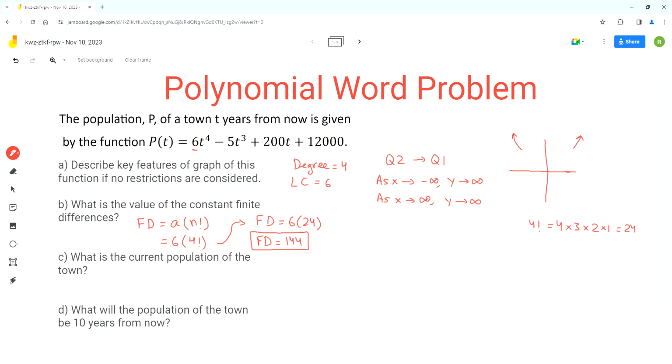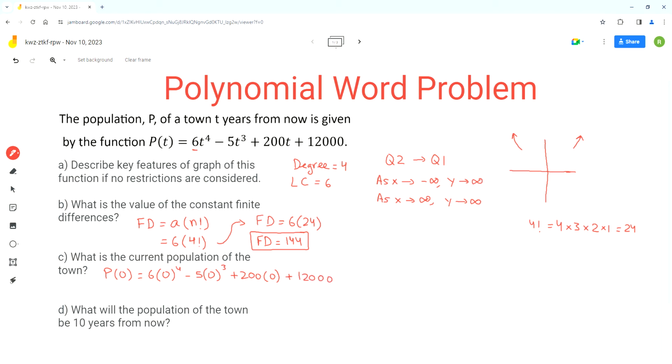In part C, we have to find the current population of the town. As per the problem, this function describes the population of the town t years from now. So that means at the current time t is 0. We have to sub in t as 0 in this given equation, because t is calculated from now, so now the time will be equal to 0. So we get 6 times 0 to the power 4 minus 5 times 0 to the power 3 plus 200 times 0 and then plus 12,000.